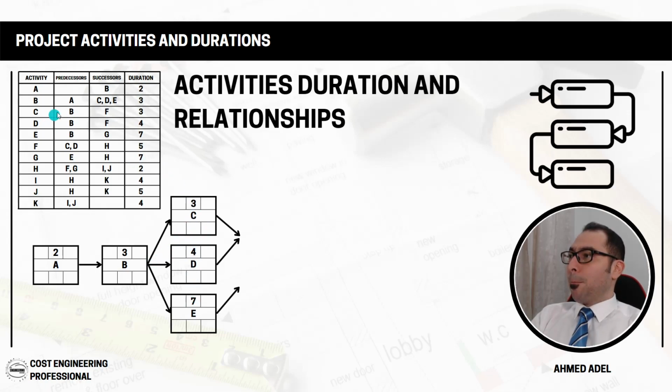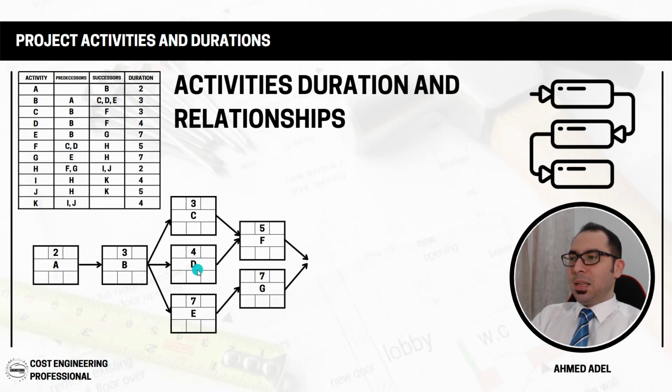And the predecessor of C, D, and E is activity B, as we can see here, because B is coming before them. And for C, we have F as a successor. For D, we also have F as a successor. And for E, we have G as a successor. So how to do that? As we said here, C and D will have F after them. So for F, the predecessor is C and D. So I am putting F here from C, and from D, I'll start F.